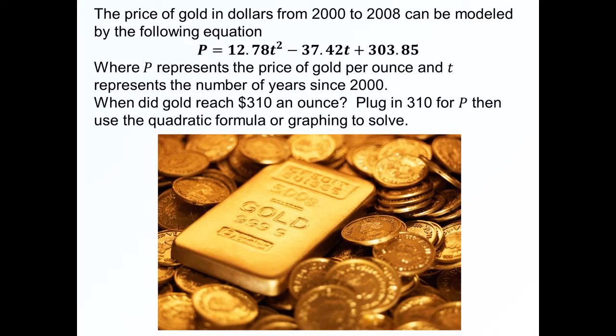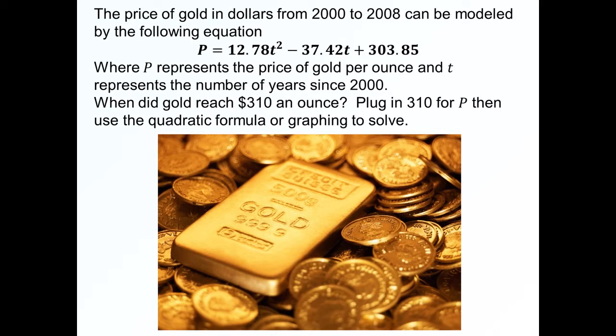Okay, so now that we know how to do it on our calculator, I'm going to have you try to solve this one. Now, this one says P represents the price of gold. All right, and it gives us the equation. This is from the years 2000 to 2008. P represents the price of gold. T is the number of years since 2000. And we want to find out when the price of gold reached $310 an ounce.